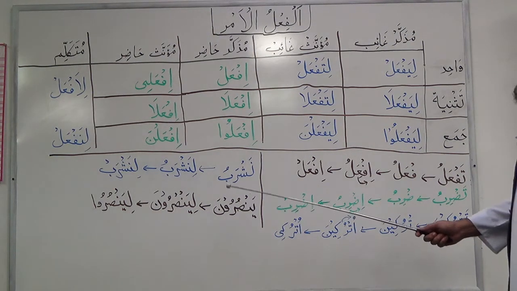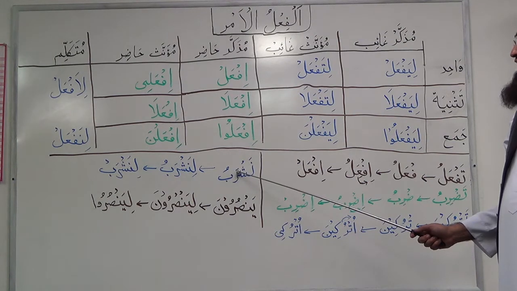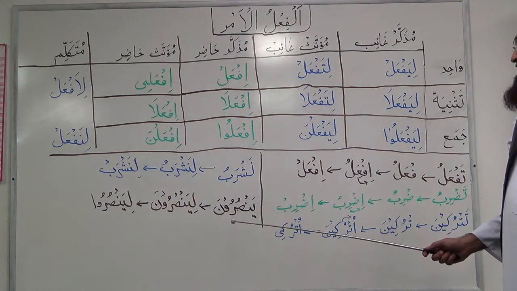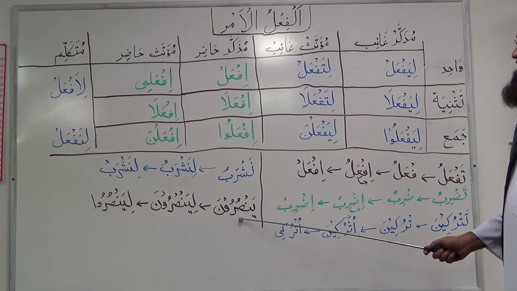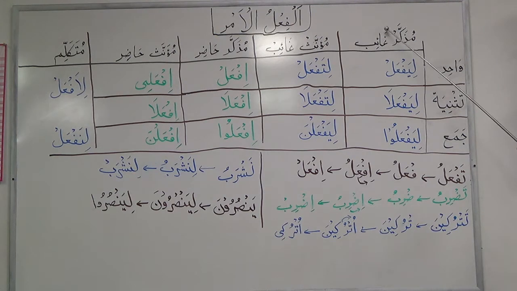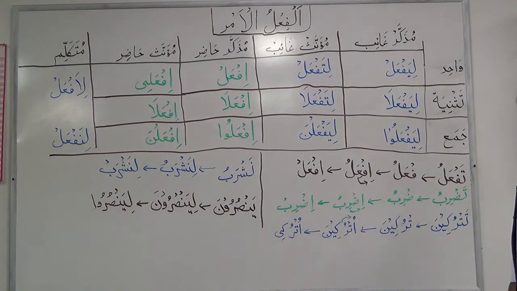Another example, this was the example of when the ain kalima has a fatha on it. Let's say the ain kalima has a dhamma on it. So yansuruna. So yansuruna is jama mudhakkar ghaib. So yansuru, yansurani, yansuruna, tansuru, tansurani, yansurna. So yansuruna means we are helping, we're going to help.